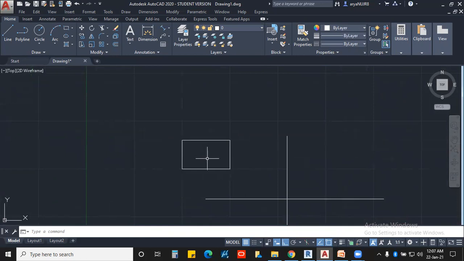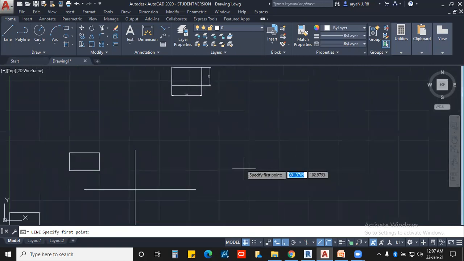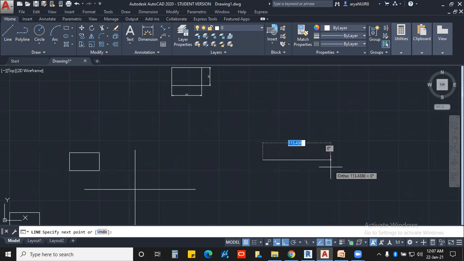Then the last one is the relative polar system. In that we provide the distance as well as the angle. So I again choose the line option and pick a point here. I'm starting from here, and in this direction the angle is 0 and I want a distance of 50. So this point becomes the origin, and from this origin point the distance is 50. So @50, then angle 0 degrees, enter.